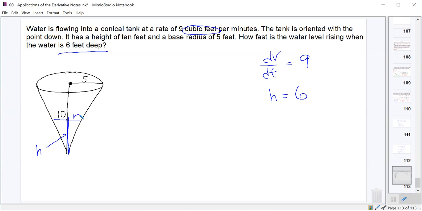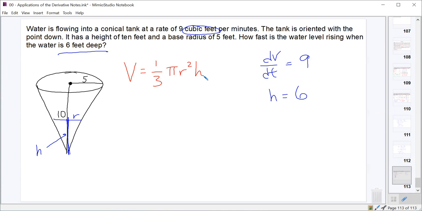And so that's all that's given to us. And we'll note that we have a rate of change of volume, which means we likely need to use a volume formula for the cone. So this will pop up often enough. You should memorize it. The volume of a cone is 1/3 pi r squared h.